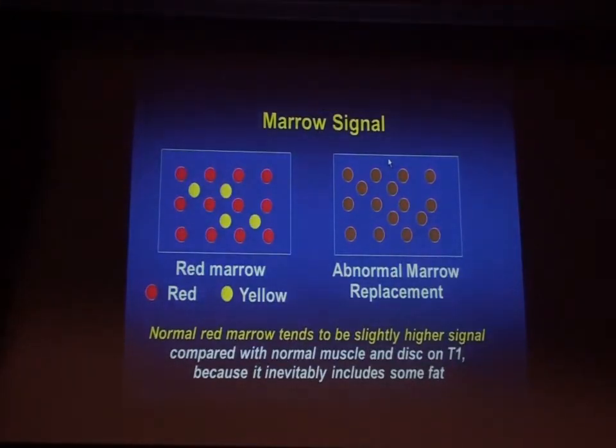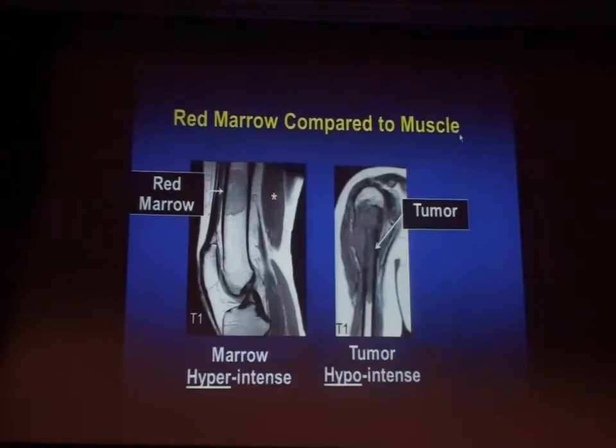Now, normal red marrow tends to be slightly higher signal compared to normal muscle and compared to intervertebral disc on T1 weighted images because it invariably will include some fat, even though we call it red marrow. And contrast that with some process that's coming into the marrow and replacing marrow that has no fat within it. So when we look at an image like this, we see a focal island of red marrow and compare it to normal muscle. The red marrow tends to be a little bit brighter than muscle, and it may even have little islands of fat within it.